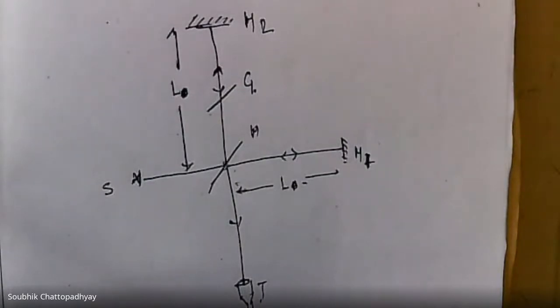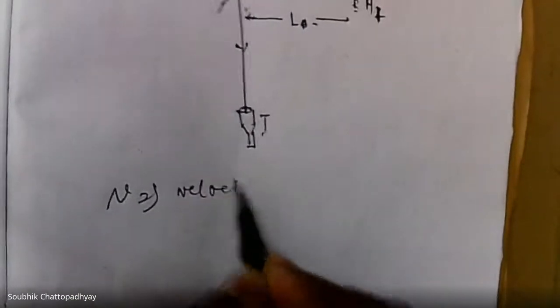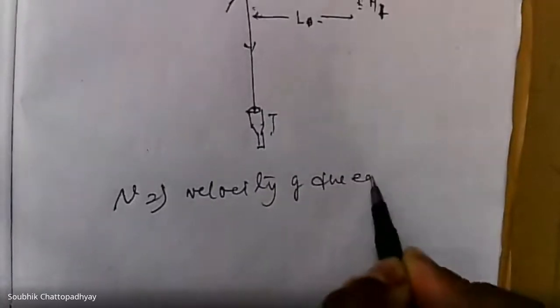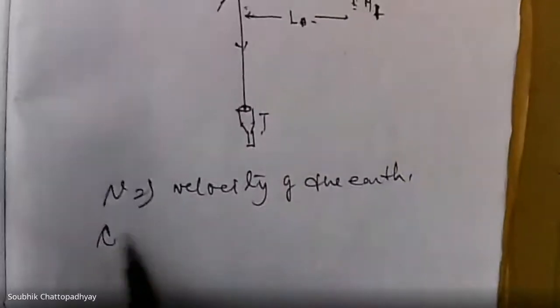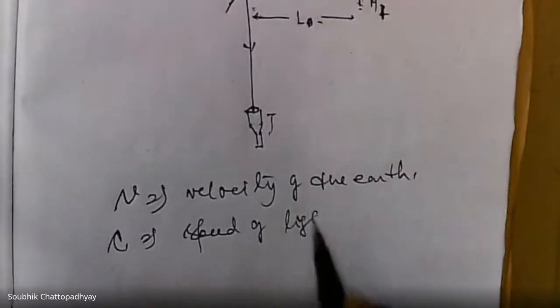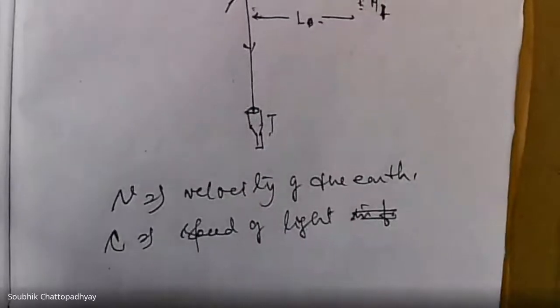So velocity, if v is the velocity of the earth, c is the speed of light.